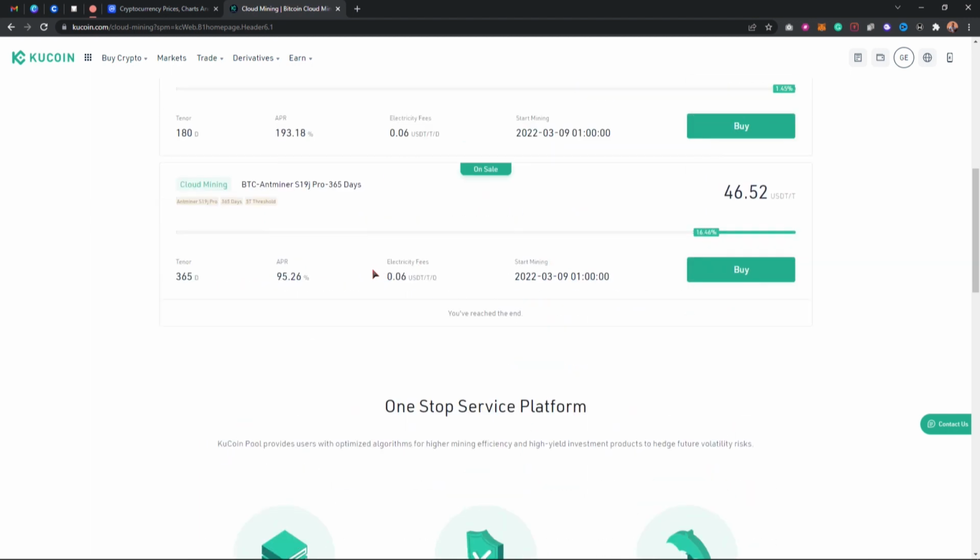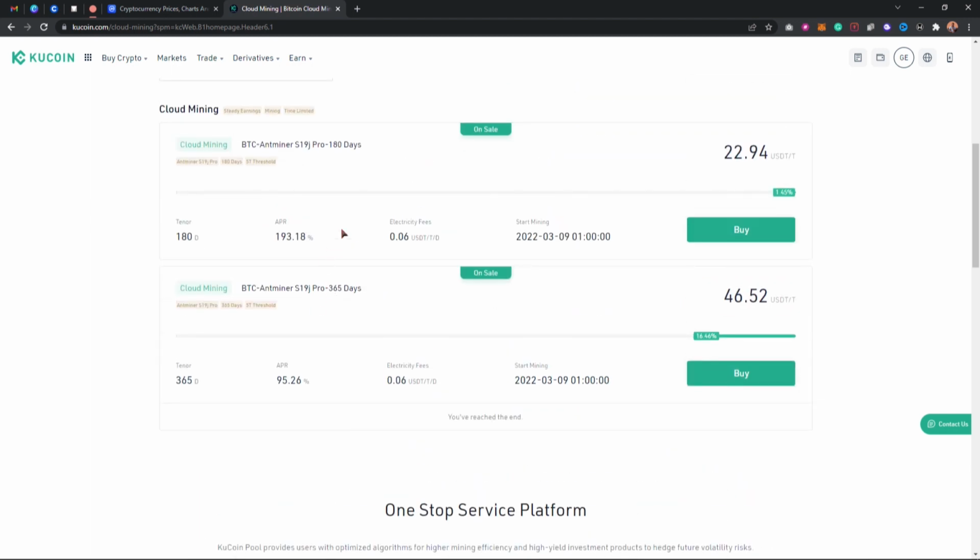Currently Kucoin has about two different cloud mining platforms, two different machines. They have the one for 180 days, and this one is for a year. You need to make sure you note all these things when you're trying to make use of the Kucoin cloud mining. I'm going to try as much as possible to be detailed in this video so I don't make it lengthy.